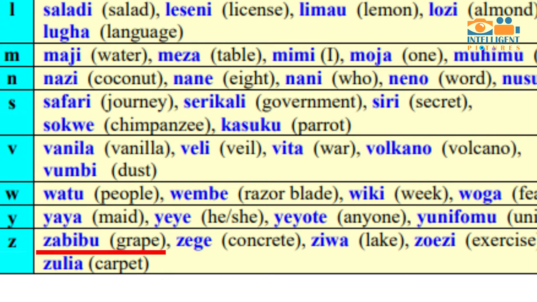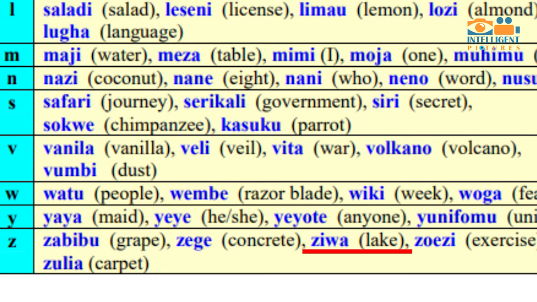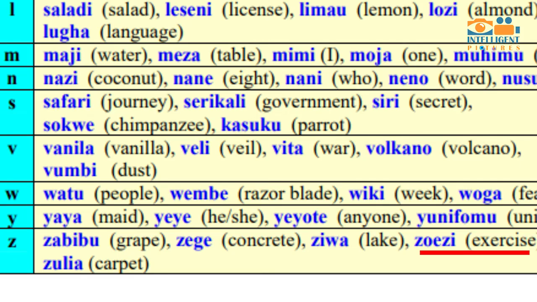Finally, we're going to see sound Z, okay? There are a couple of words that start with it, and I have a couple of them here. That is zabibu. Zabibu means grape, okay? Another one is zege. Zege means concrete. And we have ziwa. Ziwa means lake, okay? We also have zoezi. Zoezi means exercise.